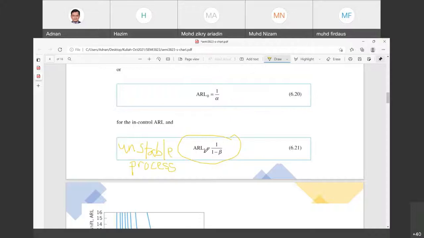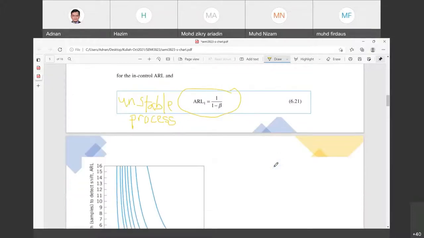We use ARL 1, which is 1 over 1 minus beta. Over here, 1 minus beta, this is the P value, alpha. Sometimes they call it alpha. Same thing. So what we want is as long as possible when the process is stable, but when the process is unstable, we want it as quick as possible.